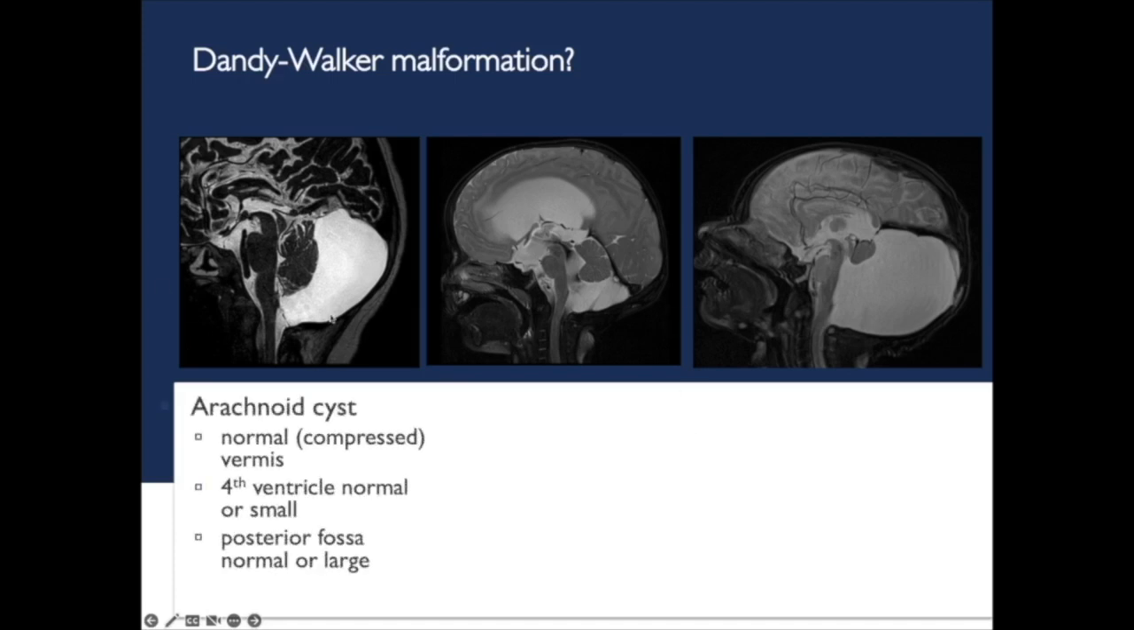So this first one's just an arachnoid cyst. You can see there's a posterior fossa cyst. The posterior fossa is probably a little bit enlarged, but that's just because it's the scalloping from the cyst. The vermis is actually normal. It's just being compressed. It's not communicating with the fourth ventricle. So it's just an arachnoid cyst.